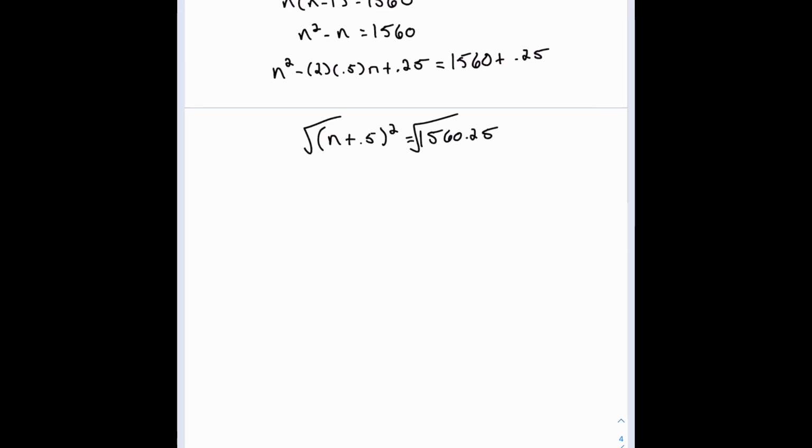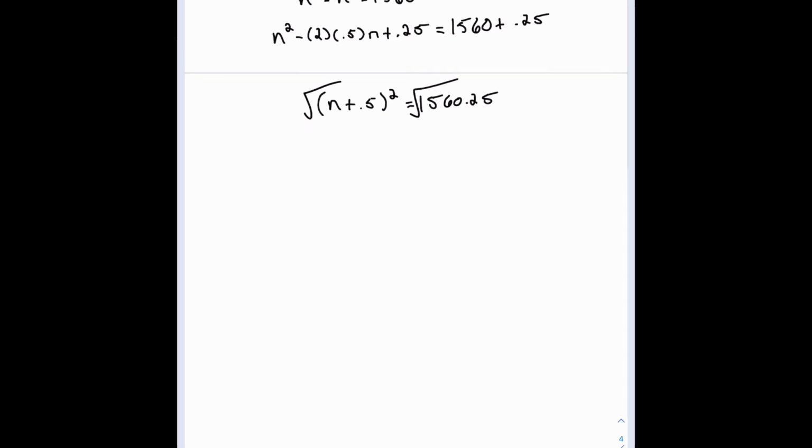Then we take the square root of each side, and we're left with n plus 0.5 equals plus or minus 39 and a half. But since we're trying to figure out how many people are in the room, we are going to just use the plus, because there's no such thing as negative people. So now we're going to add, this should be a minus here, 0.5 to each side, and we get n equals 40. And so that is the solution to problem number 4.